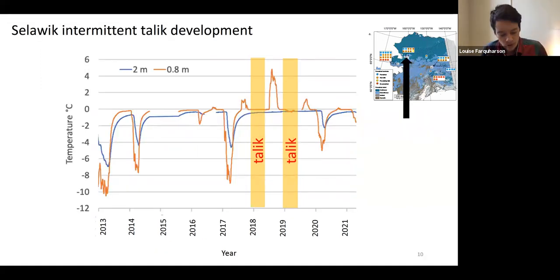So here's an example of a site with a slightly less consistent data record, but still valuable. This is Selawik, which is in northwest Alaska, quite close to the continuous permafrost boundary.